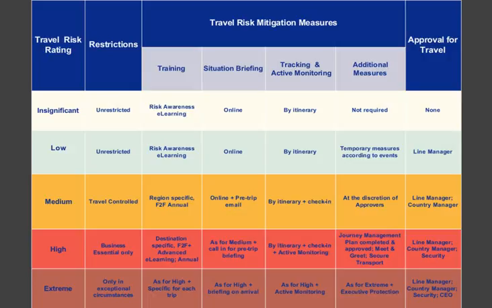Finally, this is just an example of what a travel risk mitigation matrix might look like. I'm not going to go through the whole thing, but you want to be able to consider this when you have your own travel risk policy.